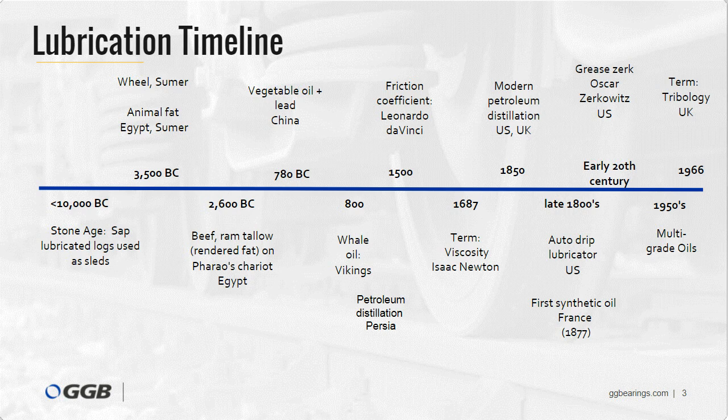And then in 1687, Isaac Newton termed viscosity to describe the properties of a lubricant or of liquids in general. And then up around 1850, it starts to become very relevant to what we do today. We've got modern petroleum distillation, that is, using crude oil and dividing it up into its various fractions.